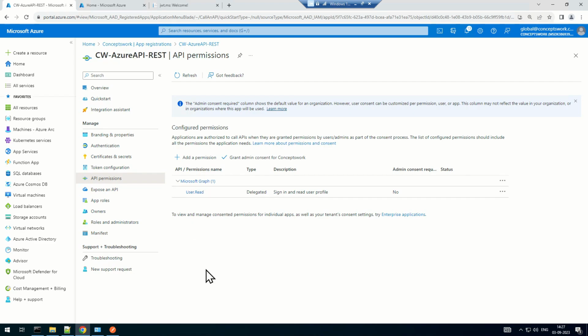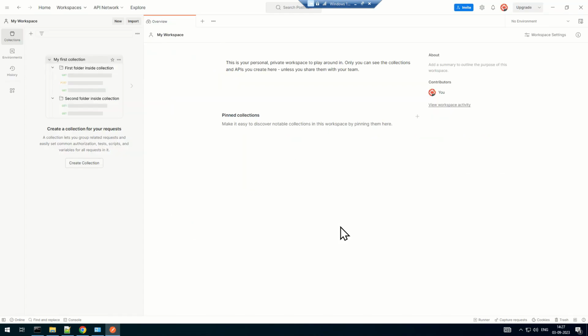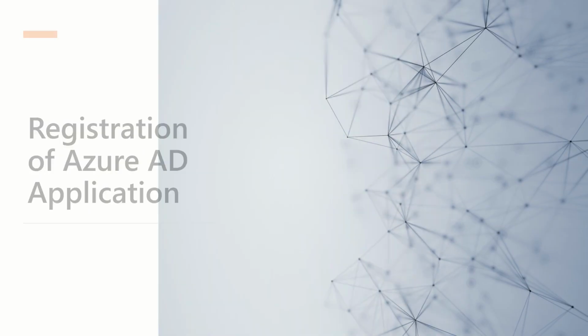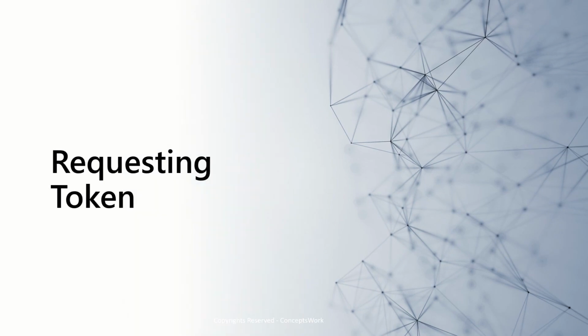Now I'm going to switch to Postman. On this particular machine, I have just installed Postman, and I'm going to use this console to perform my next step, which is requesting a token. And let's see how far it goes.